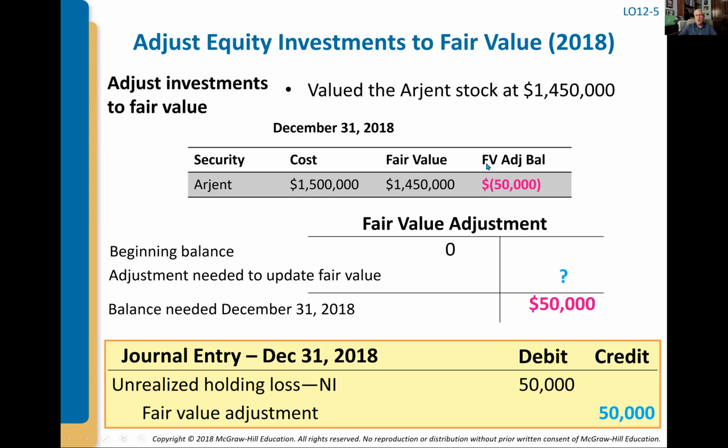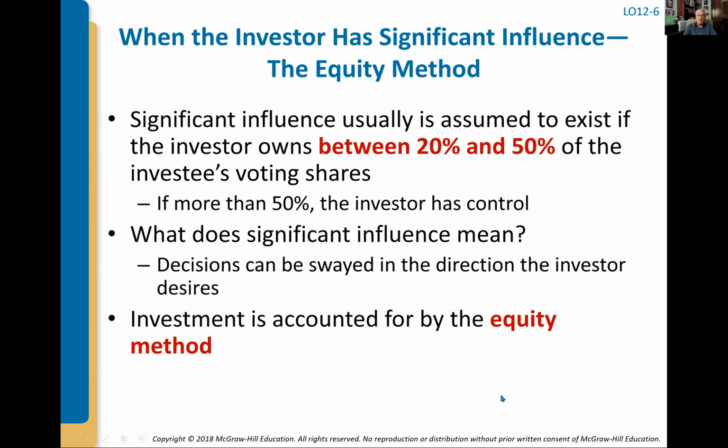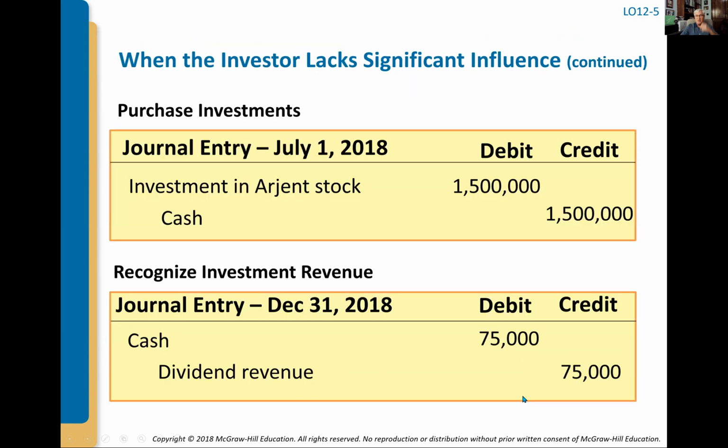Now the textbook goes through a lot of these fair value adjustments, and different companies do it different ways. So I don't get into that with my students, nor hold them accountable for all those journal entries to get the fair value. But I do expect them to know, hey, when you lack significant influence and you have a loss in value, that becomes an expense.